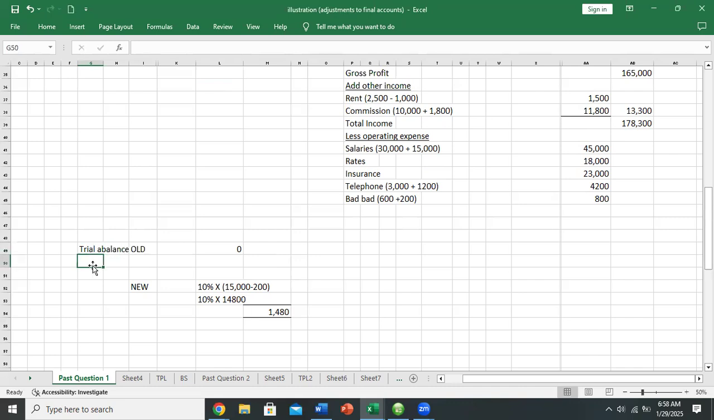Okay, so you check the trial balance for your old provision, and then the additional information will give you your new provision. However, there are some questions where, when you check the trial balance, there will be no provision. In that case, you put 0 for the old one. Okay, then you go to the additional information and check.